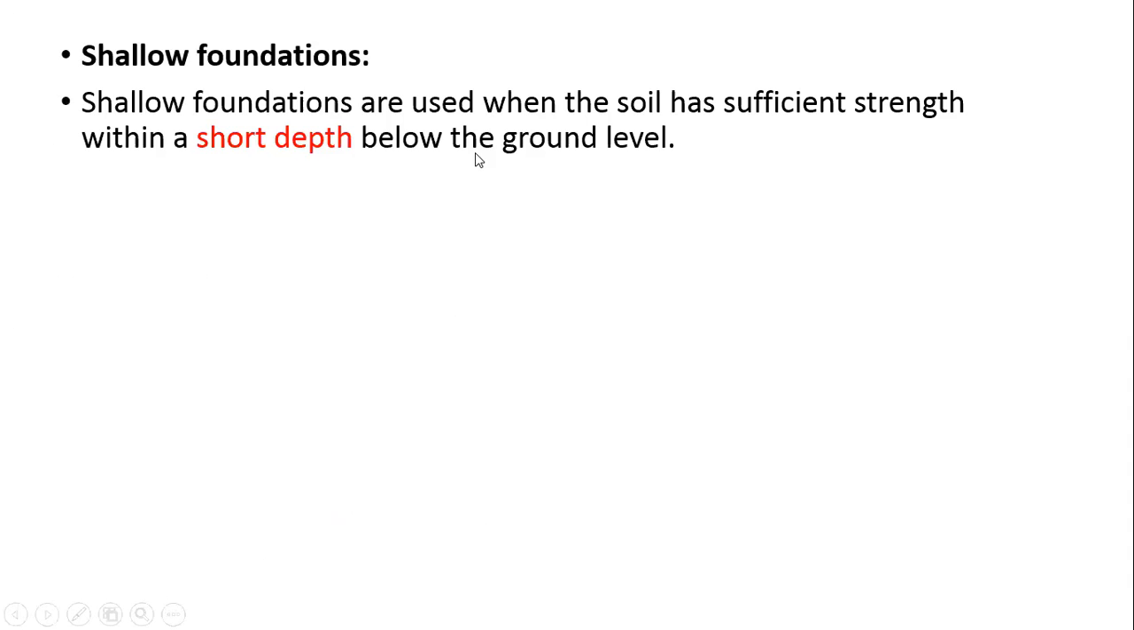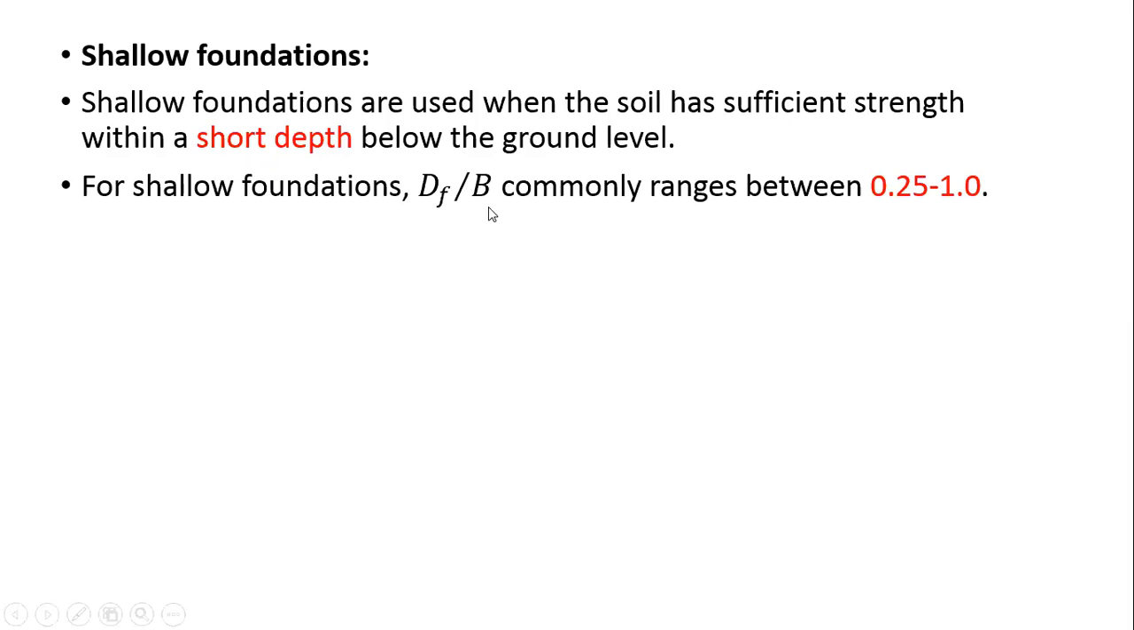Now come to the shallow foundation. Shallow foundations are used when the soil has sufficient strength within a short depth. Suppose that if the soil near the ground surface is sufficiently hard to take the load of the superstructure, then you have to provide the shallow foundation. Okay. Now for shallow foundation, Df by B ratio. Df means depth of foundation divided by the width of the foundation. It ranges between 0.25 to 1. Okay. If the ratio is up to 1, that is D by B is up to 1, then we call it a shallow foundation. Okay.